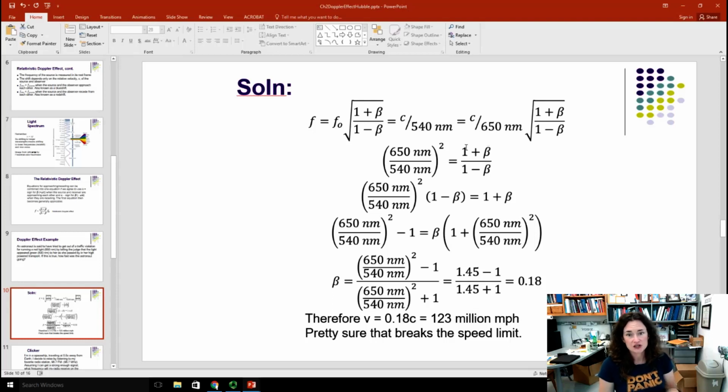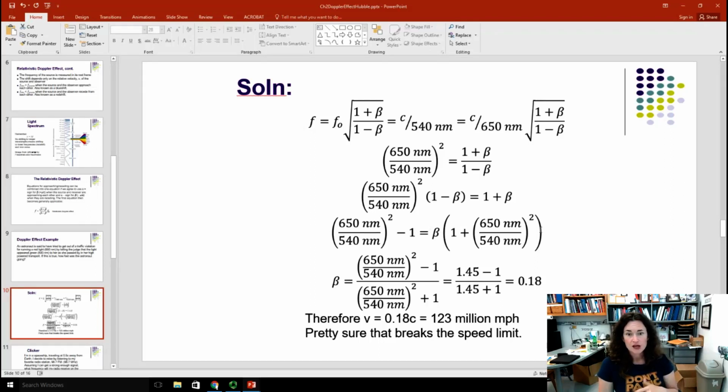And so I end up with (650 divided by 540) squared is equal to (1 plus beta) over (1 minus beta). Now, I multiply both sides of my equation by 1 minus beta to get that off the denominator. And then I'm going to rearrange my equation and group terms for beta on my right-hand side, and then group the terms that don't contain beta on my left-hand side. When I do that, I get (650 divided by 540) squared minus 1 is equal to beta times (1 plus (650 divided by 540) squared).